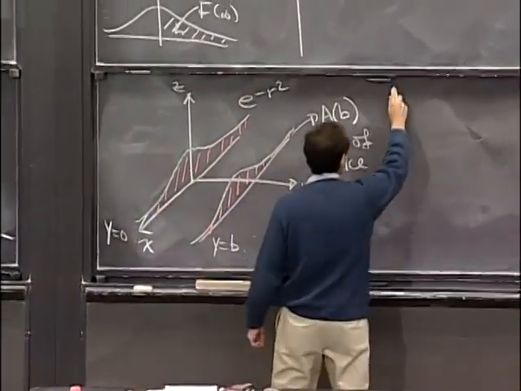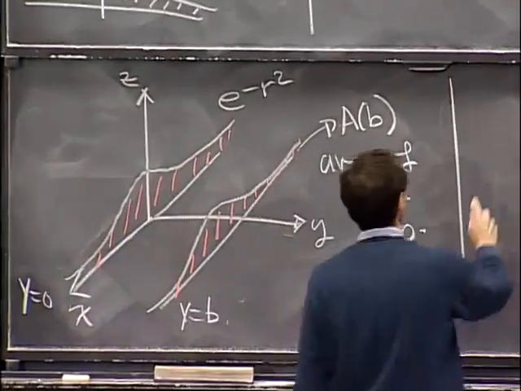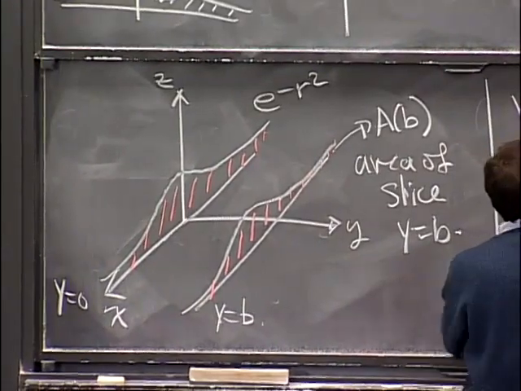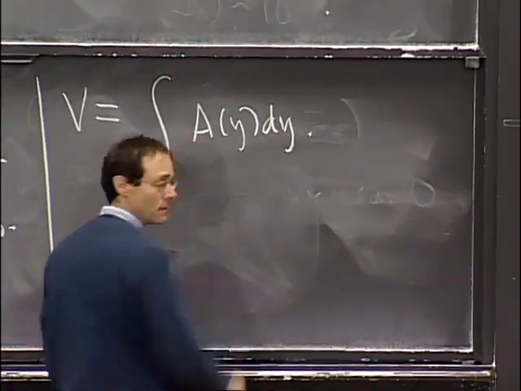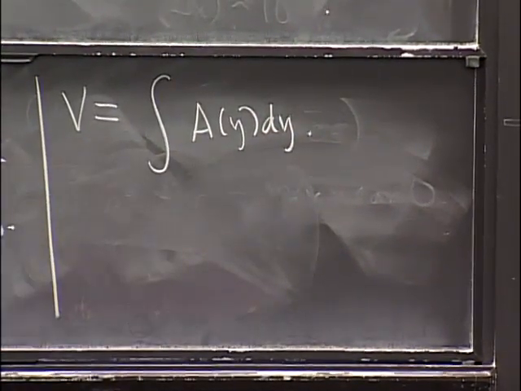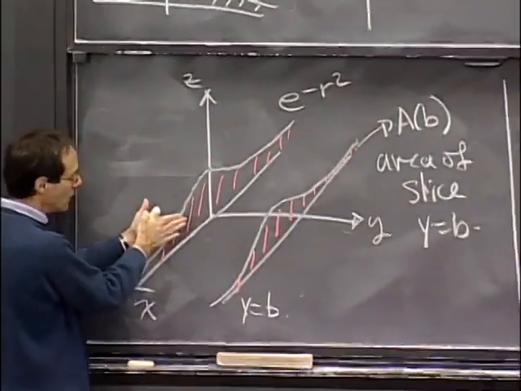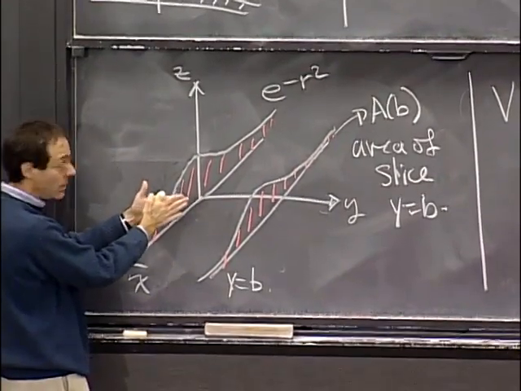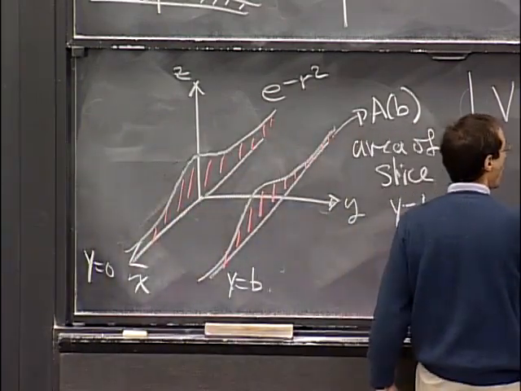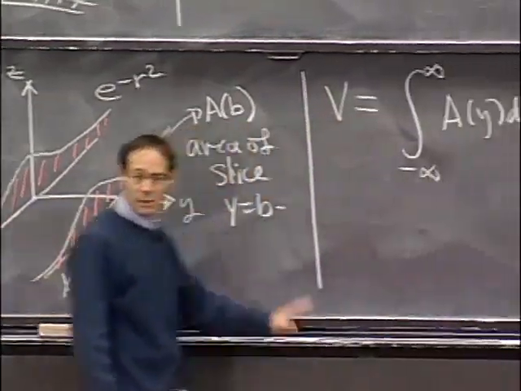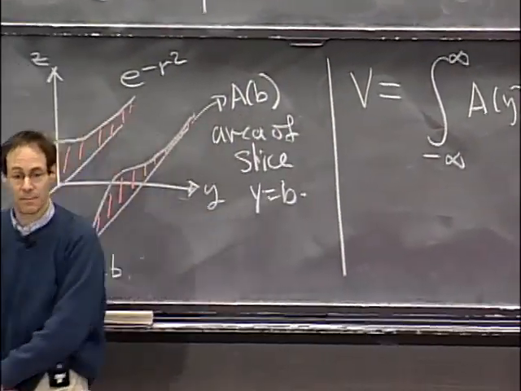Now here's the formula for volume by slices. The formula for volume by slices is that you add up the areas of the slices. That's how you do it. You take each slice, you add the cross-sectional area, and then you take a little thickness dy, and then you add all of them up. Now, because this is extending over the whole plane, we're going to have to go from all the way from minus infinity to plus infinity. And this is the formula for volumes by slicing.